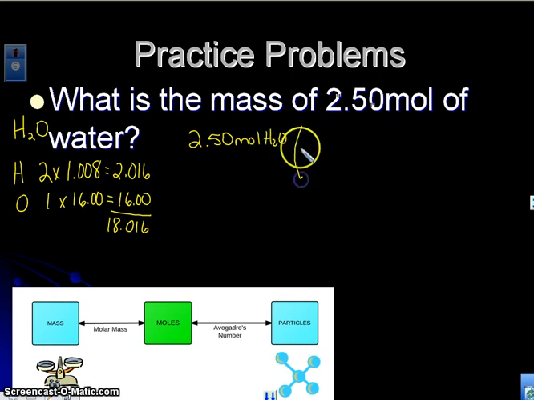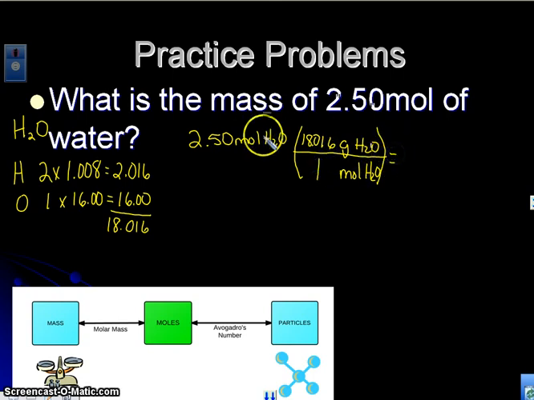We're going to set up our conversion factor. Think about your units that you need to go on the bottom. You want moles of water on the bottom to cancel, and you want grams of water on the top. We just determined over here that 18.016 grams is the number of grams in 1 mole of water.